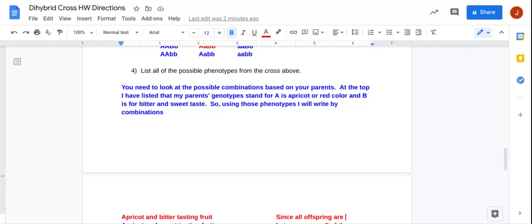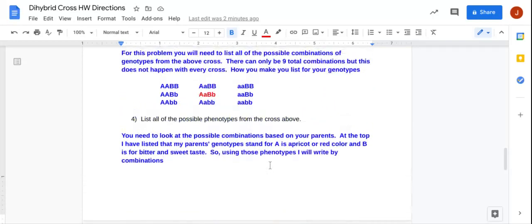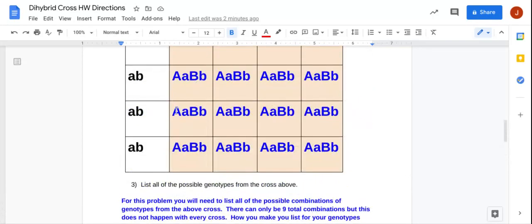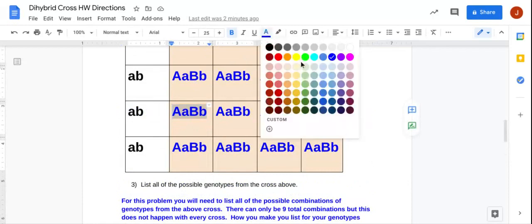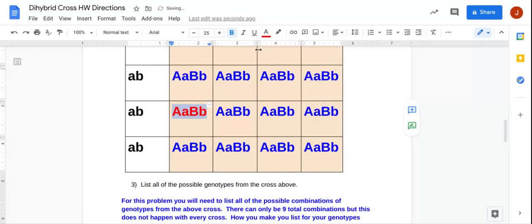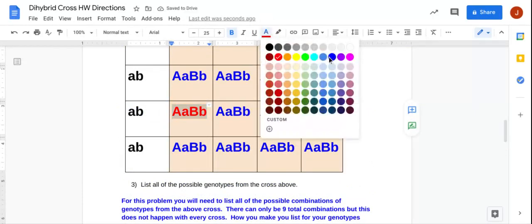I don't care if you want to go through and change the colors in the Punnett square itself to do your ratio, where I'll highlight these a different color. If I know, okay, that's going to be a different phenotype, you can go about it that way as well.